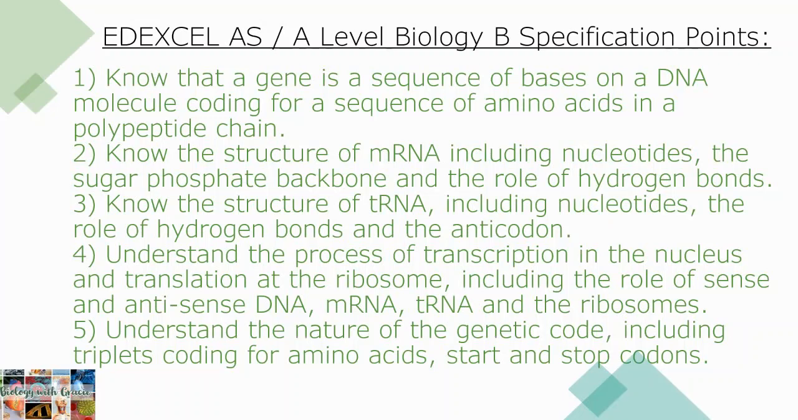Number four, understand the process of transcription in the nucleus and translation at the ribosome, including the role of sense and antisense DNA, mRNA, tRNA, and the ribosomes. Number five, understand the nature of the genetic code, including triplets coding for amino acids, start and stop codons.